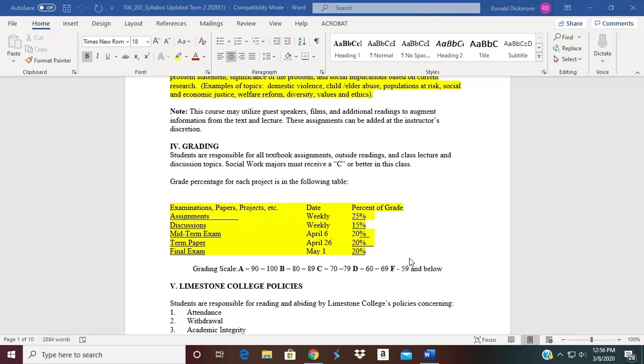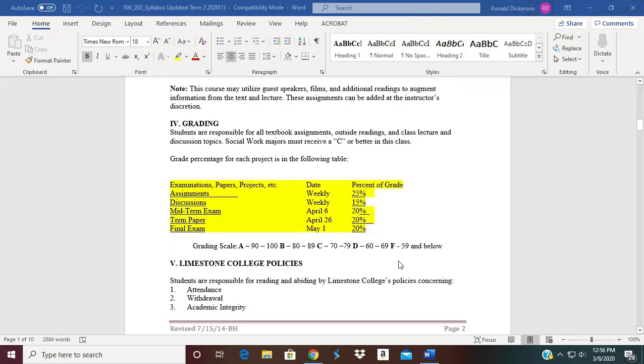You have a term paper that you're going to be doing, as I talked about early. That's 20% of your grade. And then, of course, you have your final exam. So you see, I already have your assignments and discussions on a weekly basis, and you can see the date on the syllabi based on when your midterm exam is going to be, also when your paper is due and your final exam.